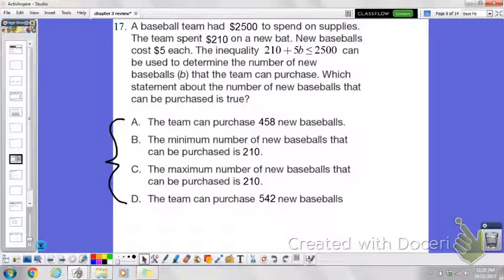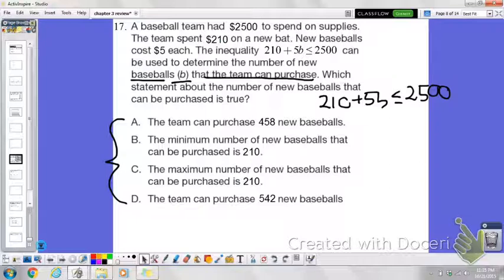Well, we know we have the inequality, 210 plus 5b is less than or equal to 2,500, where we know b is the number of baseballs a team can purchase. So if we solve this inequality for b, it'll tell us how many baseballs we can purchase. To do that, we'll subtract 210 from both sides, giving me 5b is less than or equal to 2,290.